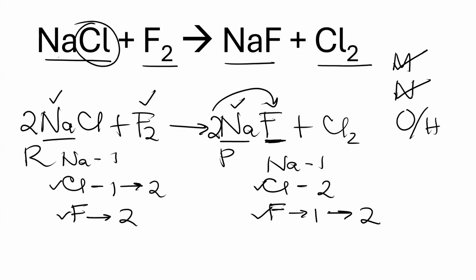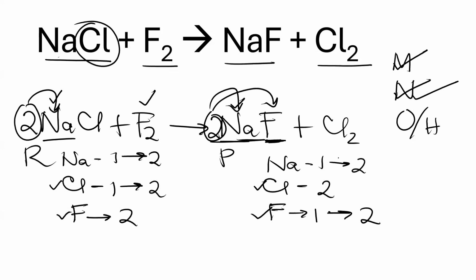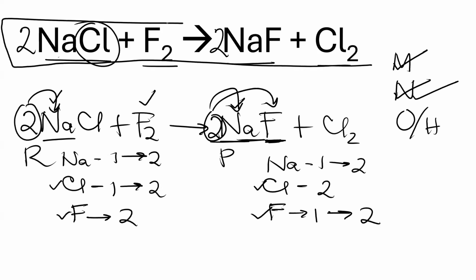But by balancing the nonmetals, you notice that we also multiplied 2 to our sodium atom on the reactant and product sides, right? So that balances our sodium to 2. Therefore, our balanced chemical equation is 2 sodium chloride plus 1 fluorine gives 2 sodium fluoride plus chlorine gas. So this would be our balanced chemical equation already.